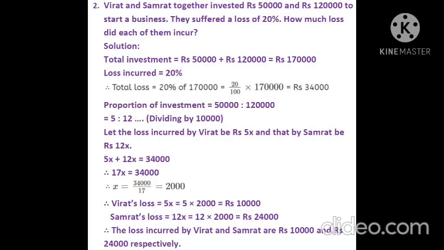We know that Virat incurs the loss of rupees 5x. Therefore, we write Virat's loss is equal to 5x. By putting the value of x is equal to 2,000, we get 5 multiplied by 2,000 is equal to rupees 10,000. Samrat's loss is rupees 12x. Therefore, we write Samrat's loss is equal to 12x is equal to 12 multiplied by 2,000 is equal to rupees 24,000. In this example, first we find total investment, then total loss, then proportion of investment, and lastly we find loss incurred by Virat and Samrat.